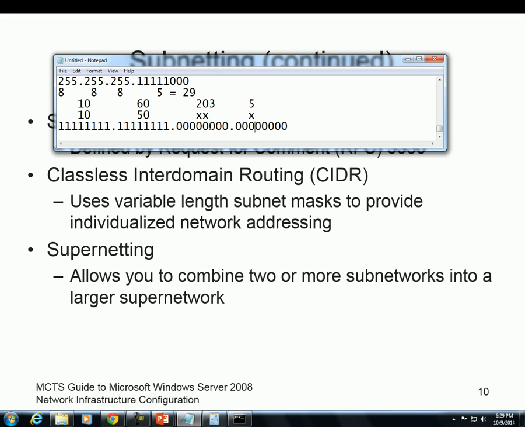So what we use is supernetting in this building to combine those two back together again, so that everything in this building becomes the same network. Okay, we break it apart, we put it back together, and it's weird. But that's the way it works.